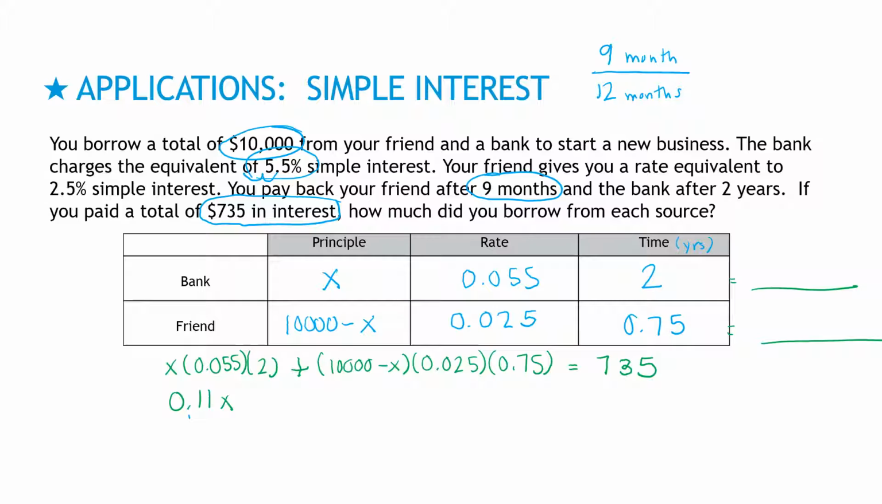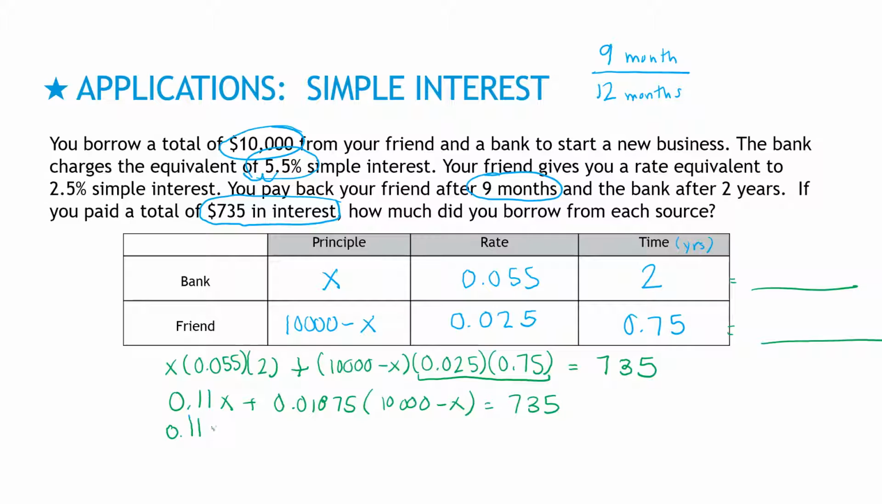Oops. The other one, here's what I suggest doing. I have 2 values on the outside this time. So what I'm going to do is I'm actually going to take 0.025 times 0.75 first, which gives me 0.1875. And I'm going to take that product times the 10,000 minus x that I have in parentheses. So I'm just writing one extra step just to make the math a little bit easier.